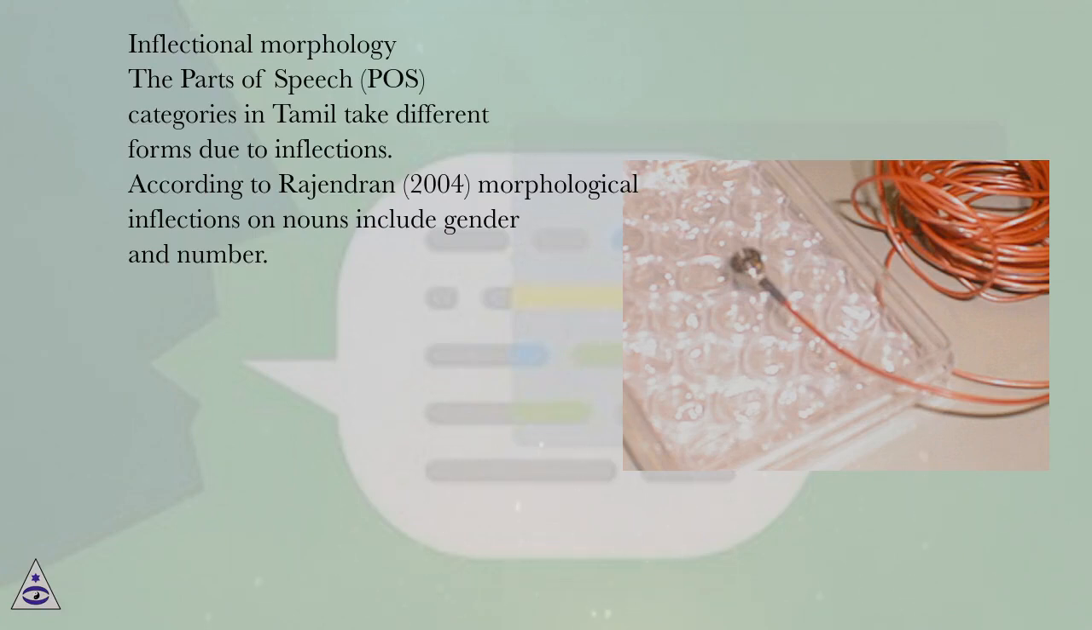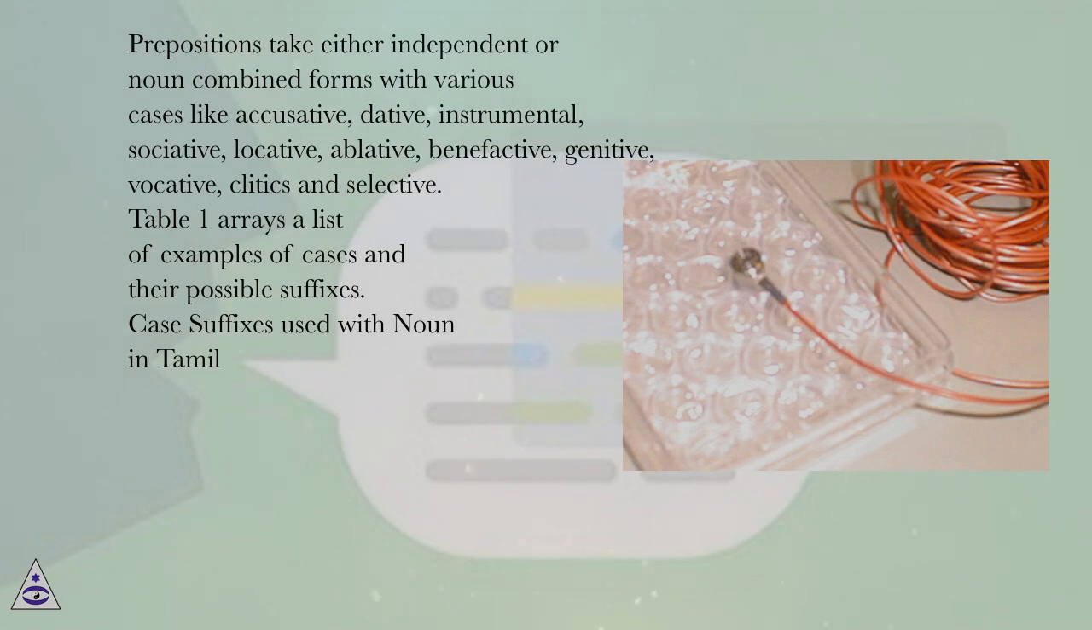Inflectional morphology. The parts of speech (POS) categories in Tamil take different forms due to inflections. According to Rajendran, 2004, morphological inflections on nouns include gender and number. Prepositions take either independent or noun-combined forms with various cases like accusative, dative, instrumental, associative, locative, ablative, benefactive, genitive, vocative, clitics and selective. Table 1 arrays a list of examples of cases and their possible suffixes. Case suffixes used with noun in Tamil.